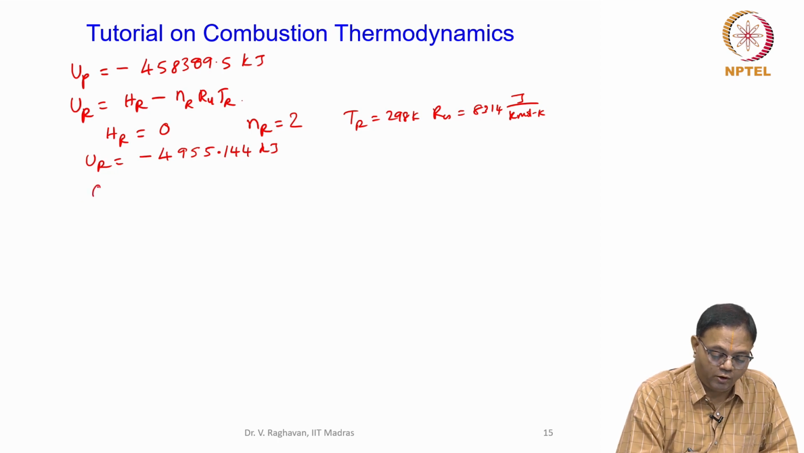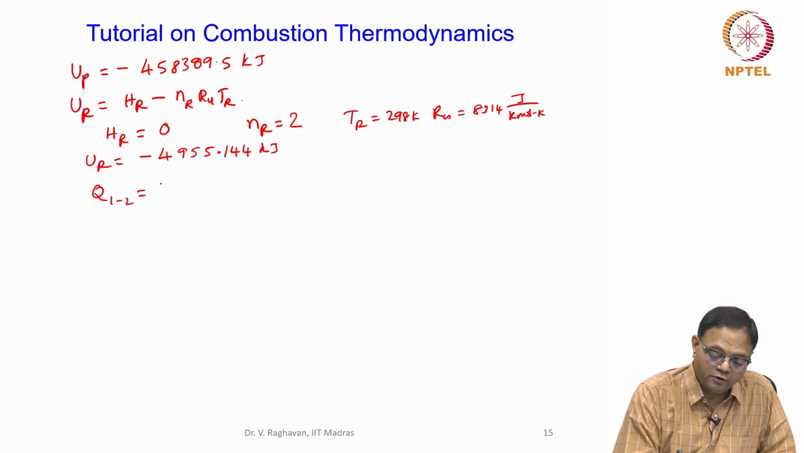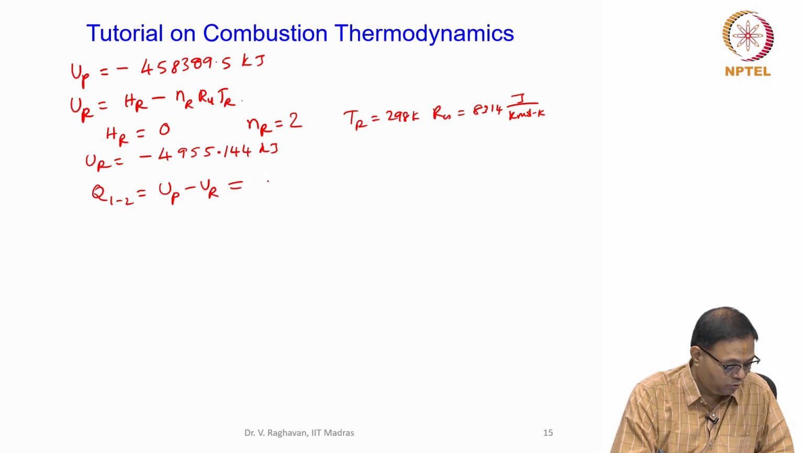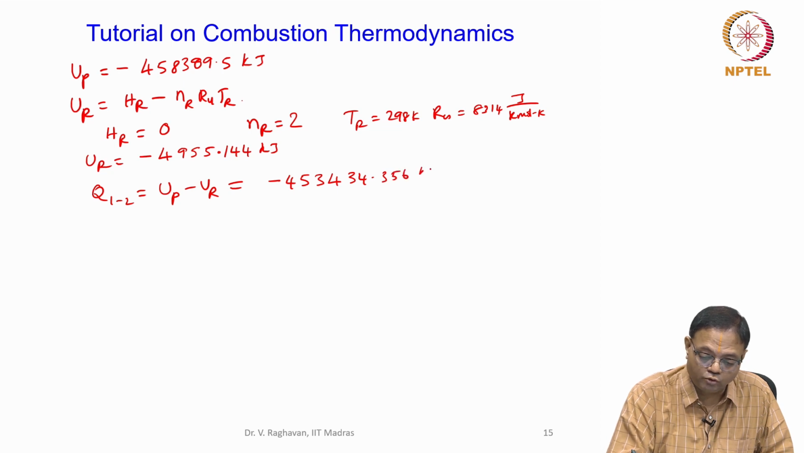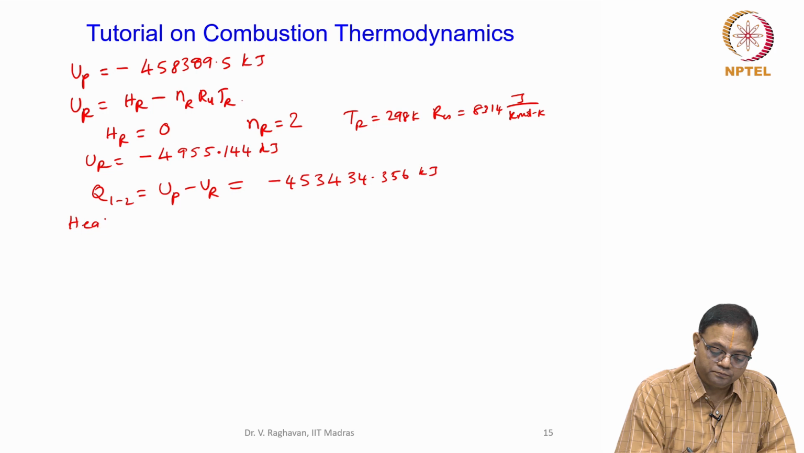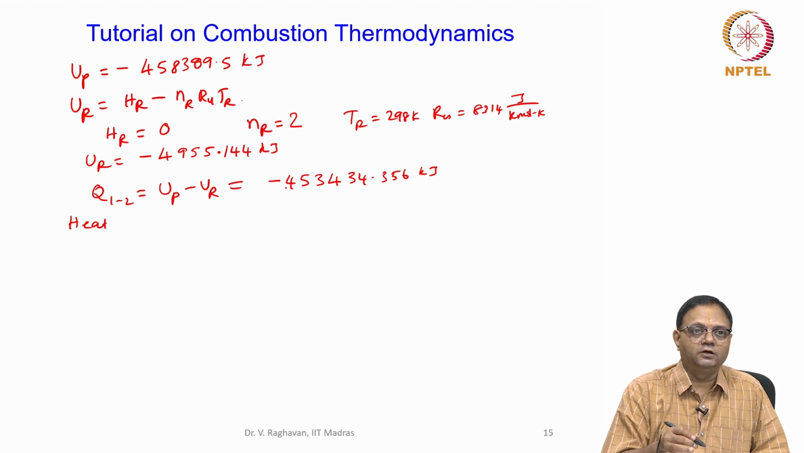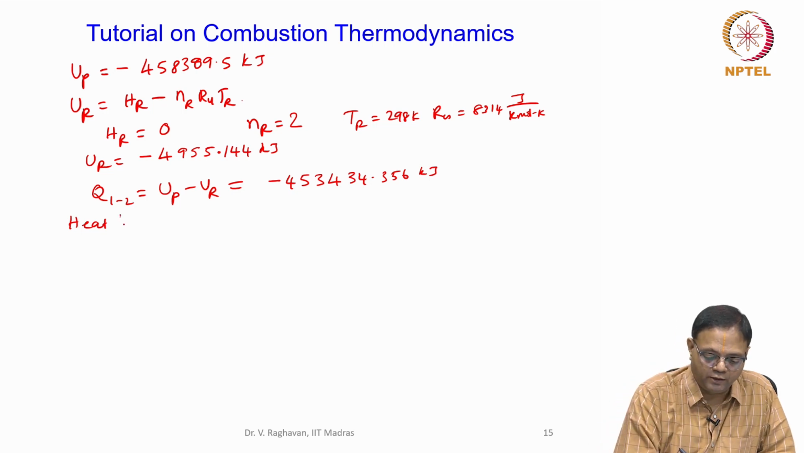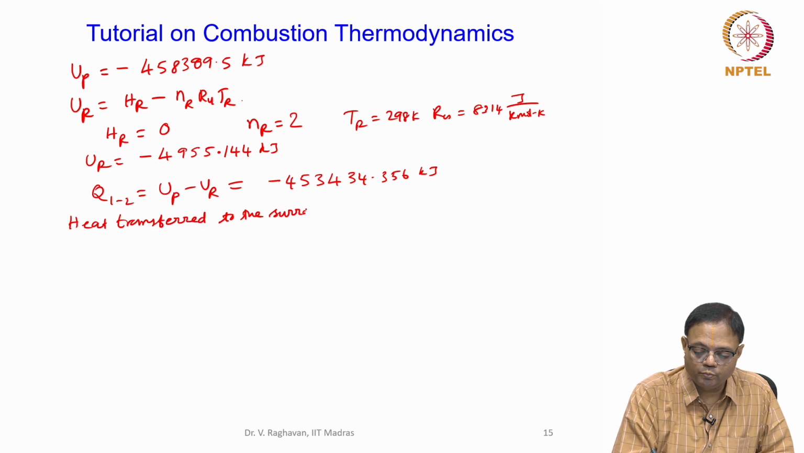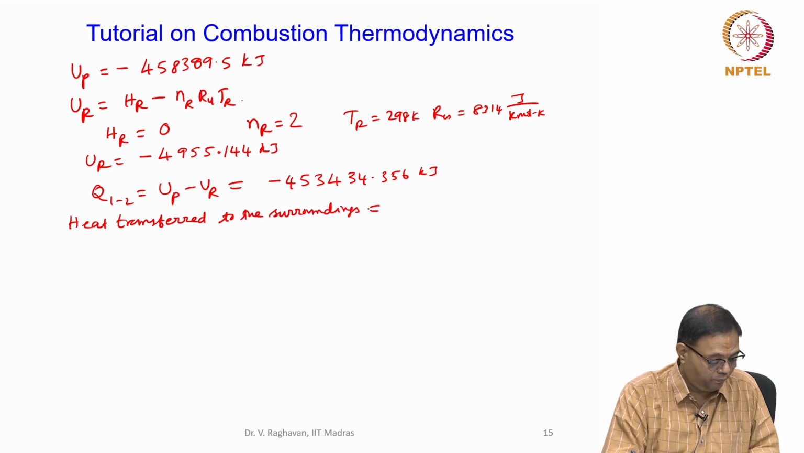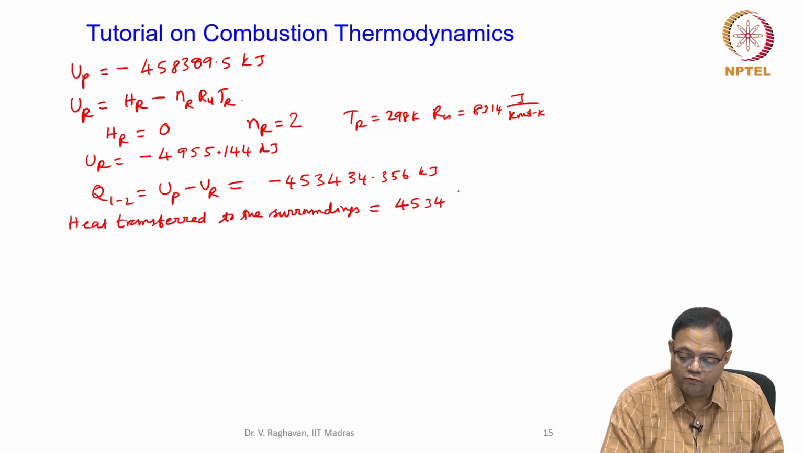So, that is the internal energy of the reactants. I know the internal energy of the products also. Now, what is Q during the process? I can say it is UP minus UR, which will be equal to minus 434.356 kilojoules. So, now the heat transfer to the surroundings. This heat interaction is negative, that means from the vessel where the combustion occurs to the surroundings, the heat transfer occurs. So, the heat transferred to the surroundings will be equal to positive of this, 434.356 kilojoules.